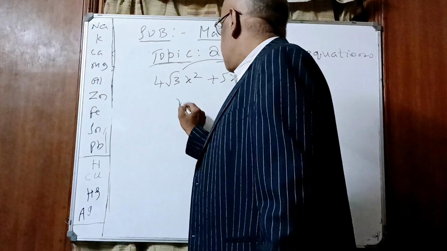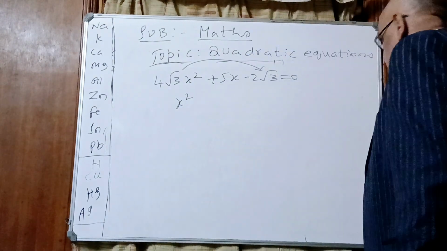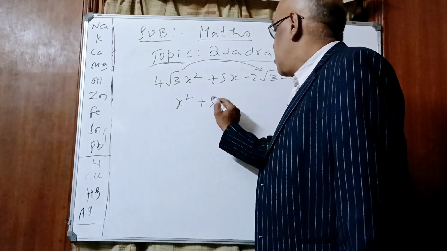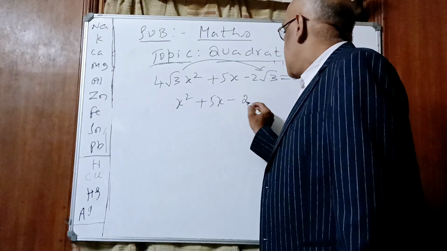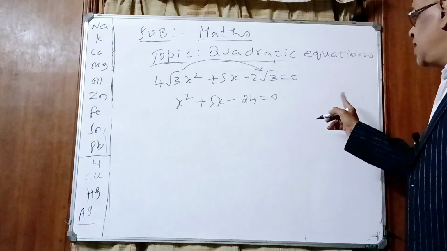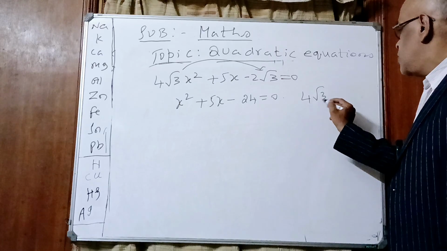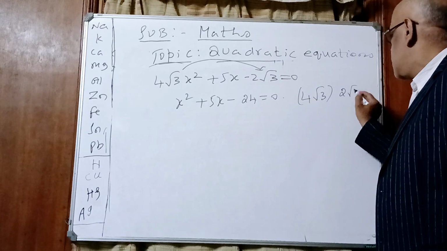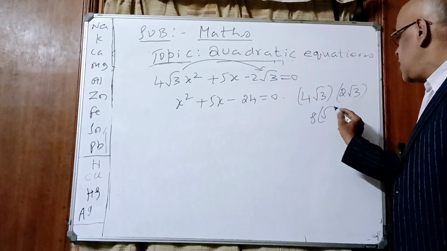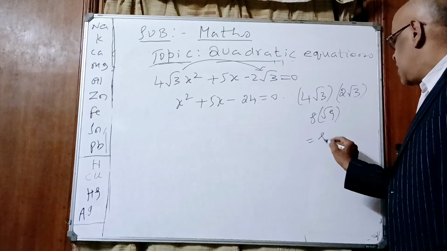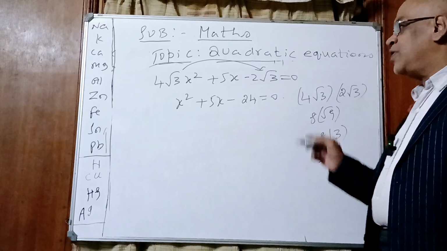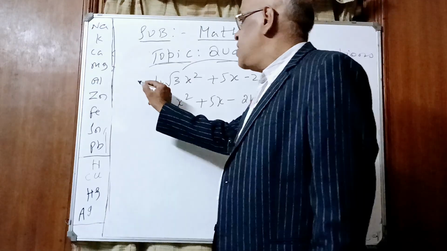So what do we get here? We have shifted 4 root 3, the coefficient of x square, we multiplied with minus 2 root 3. x square plus 5x minus 24. Yes or no, children? I'll write it here. I've arranged that. 4 root 3, multiply it with 2 root 3. 4 2s are 8. Root 3 into root 3, root 9, which is 3, 8 3s are 24, is the answer. This is a temporary arrangement, because you have to find the factors.